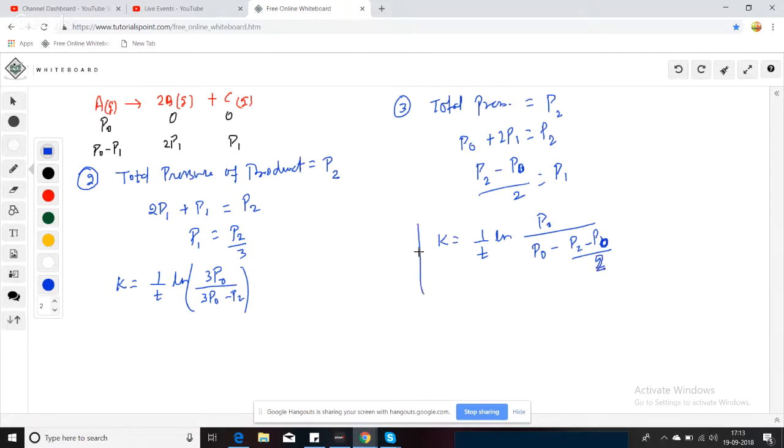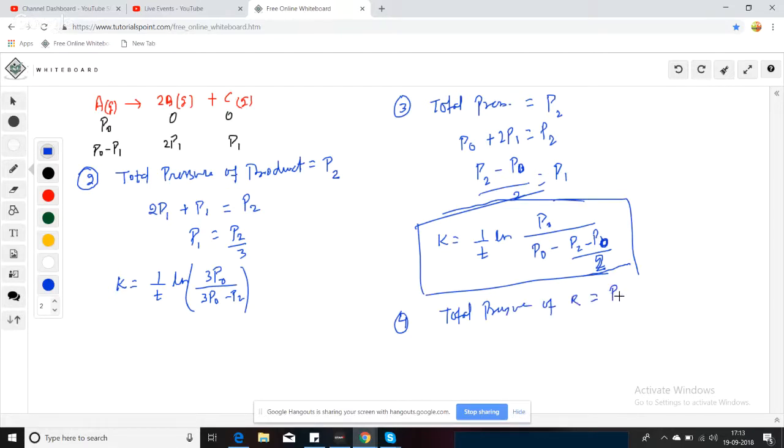So like this, you'll get many questions. Pressure related problems are very important from the JEE point of view. Okay, how do we write down the expression of the pressure in this? If I give you the total pressure of A, suppose the next one, total pressure of A reactant after time t is P2.